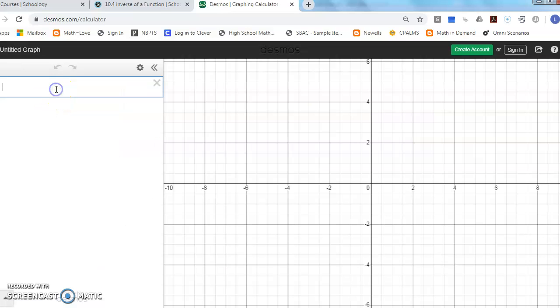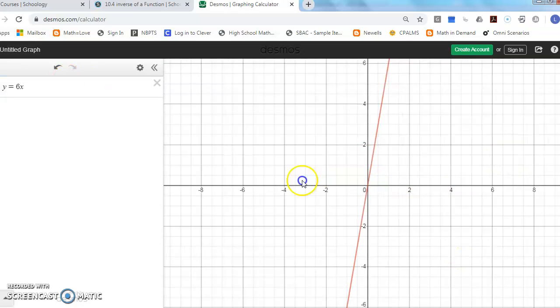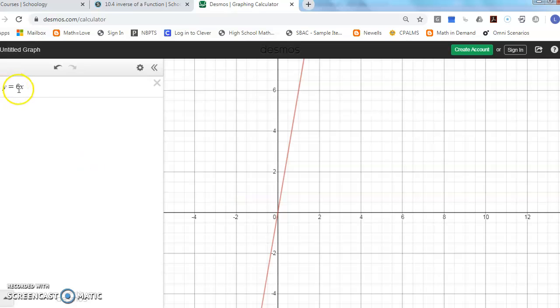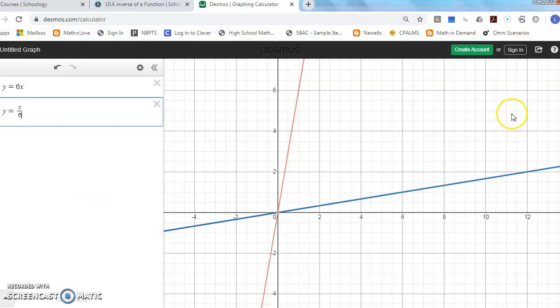So the first graph is y is equal to 6x. So it's a linear function crossing the origin with a slope of 6, right? Now let's graph the inverse, which is y is equal to x over 6. Now see what happens here. Both of them are lines, but definitely the slope changed, right?